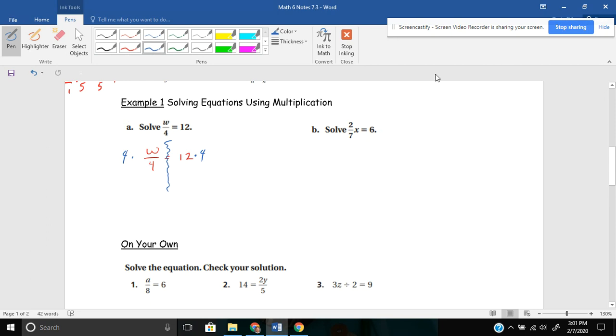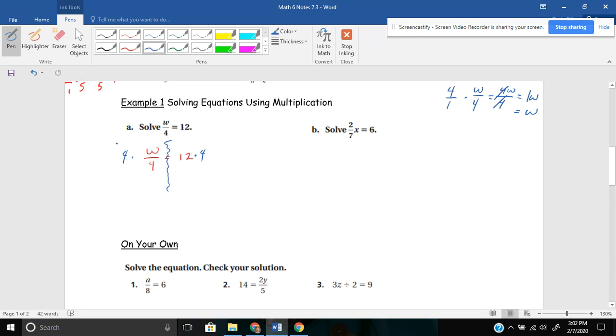Let me just clarify this, and this is an important idea. If we take 4 over 1 and we multiply it by w over 4, that's what we're doing right here. What would this give us? Well, 4 times w would be 4w over 1 times 4, which would be 4. And we know that anything divided by itself is 1. So this would give us 1w. And remember, 1w is the same as w. That's what we want. We want to isolate our variable so that we just have one of it, right?